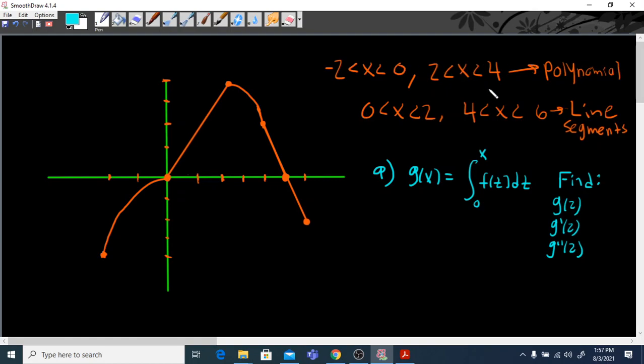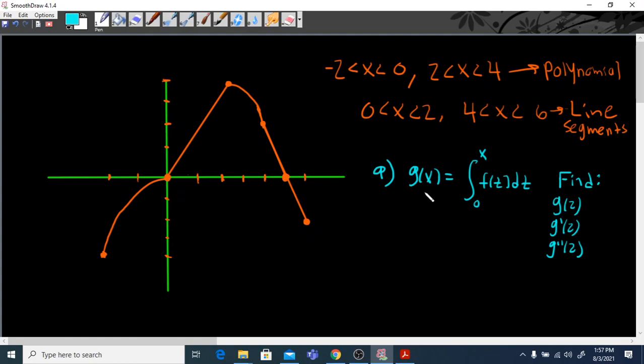So what we're told is that from -2 to 0, which is here, we have a polynomial. And we also have a polynomial from 2 to 4. So here's x equal 2. Here's x equal 4. So this little region here, I didn't draw it the best, but you get the idea. These are polynomials, and everywhere else, so from 0 to 2, we have a line segment. This is a straight line. And then from 4 to 6, we have a straight line.